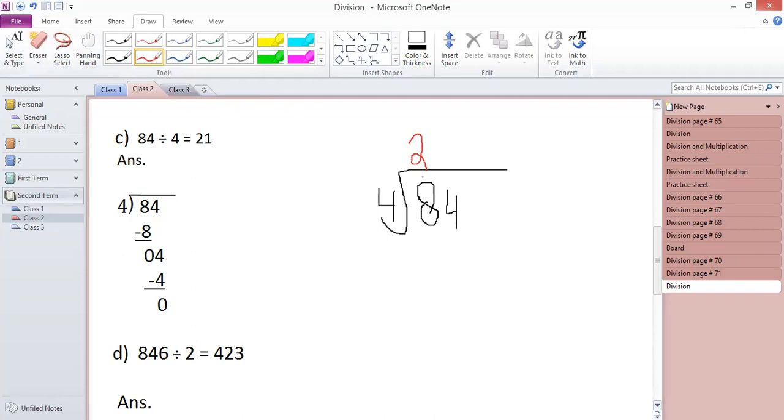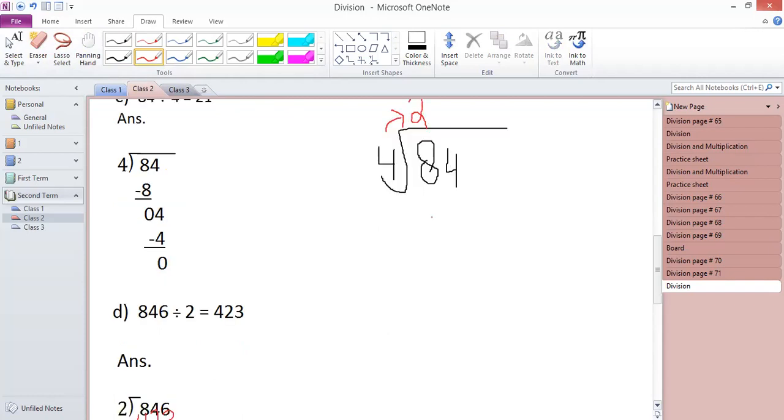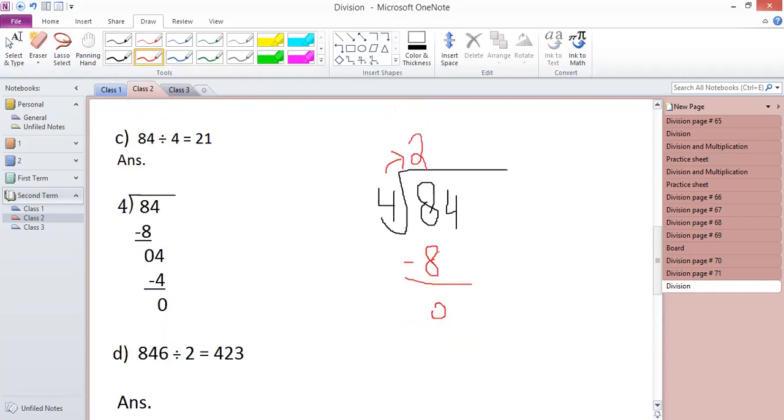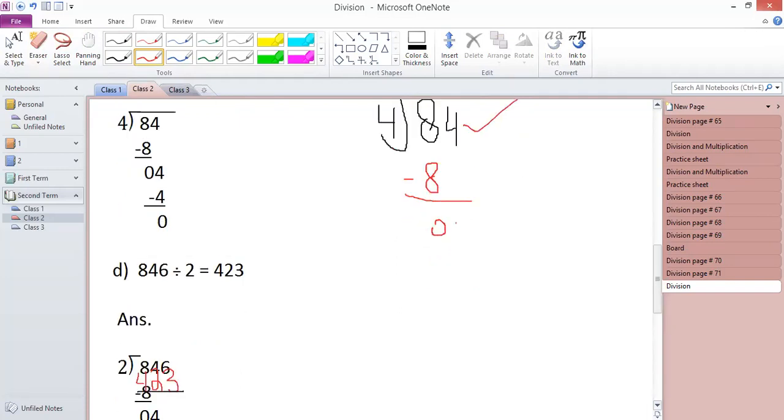You can check the table of 4. 4, how many times will give you 8? 4, 1 times is 4, 4, 2 times is 8. That's why 8 divided by 4 is 2. Now multiply this 4 with this 2. 4 twos are 8. Write below 8 and subtract. 8 minus 8 is 0. You finished division with 8. Now you have to divide with 4. So write 4 down.